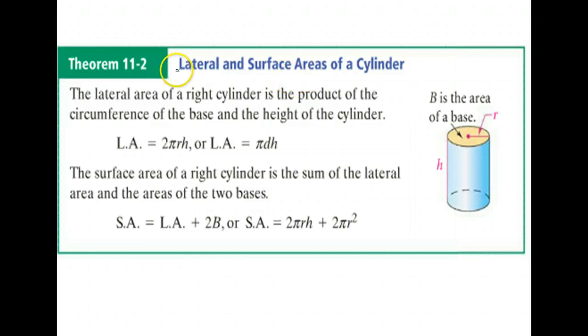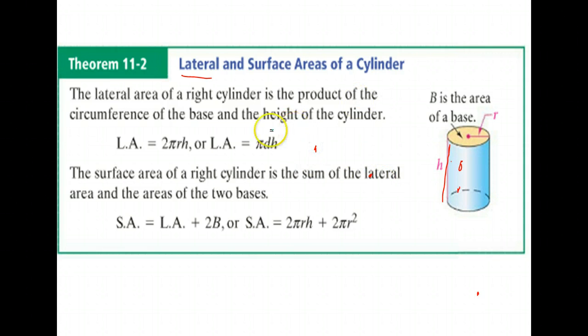Surface areas of a cylinder. So again, lateral area is the area of the sides of a cylinder. So you're not including the top or the bottom. You're just including this portion here that goes around the sides. And that's excluding the circles is what you're doing when you find the lateral area.